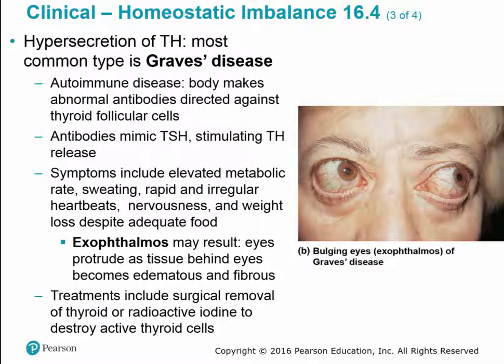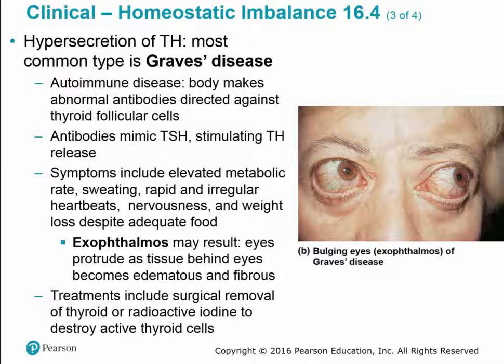On the opposite end of the spectrum, we could have a hypersecretion of thyroid hormone where we have too much. So the most common type of hypersecretion is called Graves' disease. So this is an autoimmune disease where the body's going to make antibodies directed against its own thyroid follicular cells. So these antibodies are going to behave like thyroid stimulating hormone in that they stimulate thyroid hormone release.